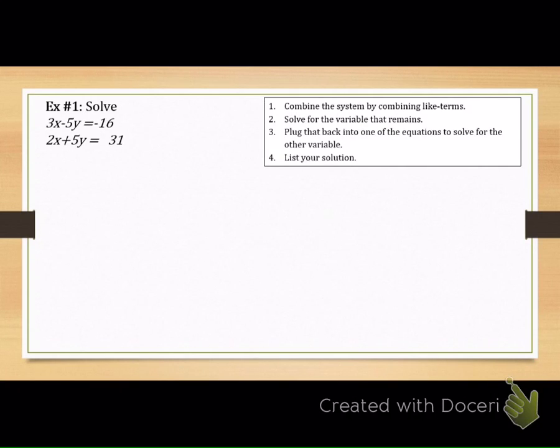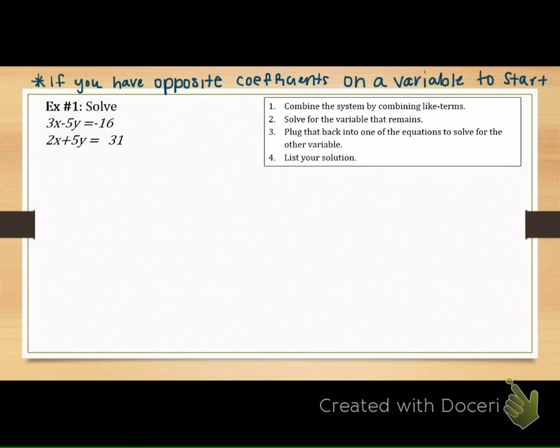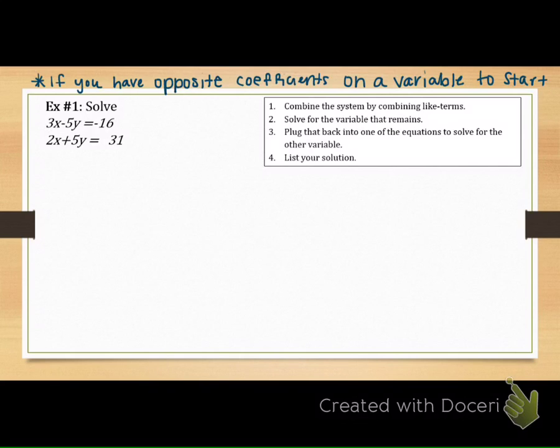So this situation is if you have opposite coefficients on a variable to start. So what do I mean by that? Because this is the big thing you're going to want to do.